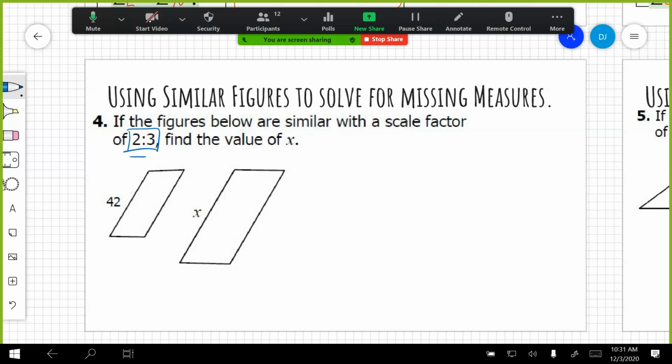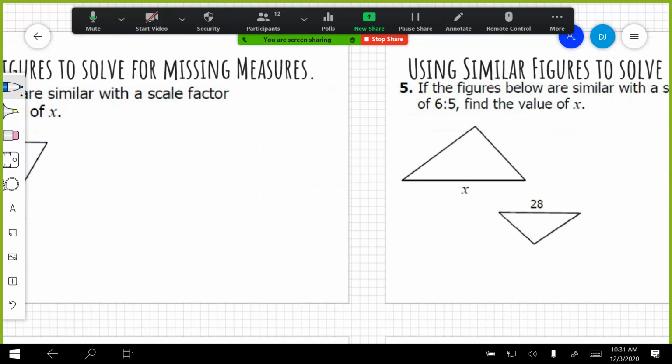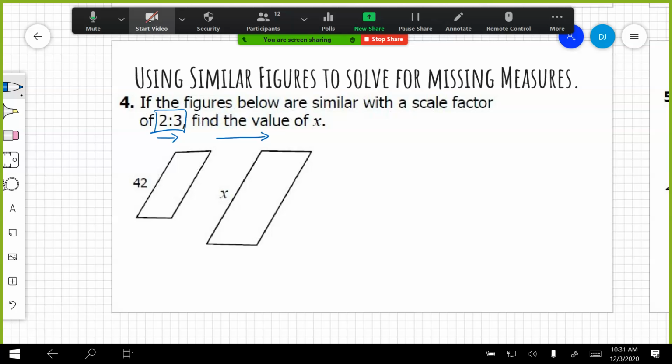Order does matter here. So 2/3 is left to right. We're going left to right on this worksheet from the smaller figure to the larger figure. And it could be a larger figure to a smaller figure. Okay, that's what we would do on that problem. But on number 4, our first ratio that they tell us is going to be 2/3. We're going to set that equal to the relationship that we have here, which is going to be 42 divided by x. Now it's set up in a way that we can go ahead and solve for x.